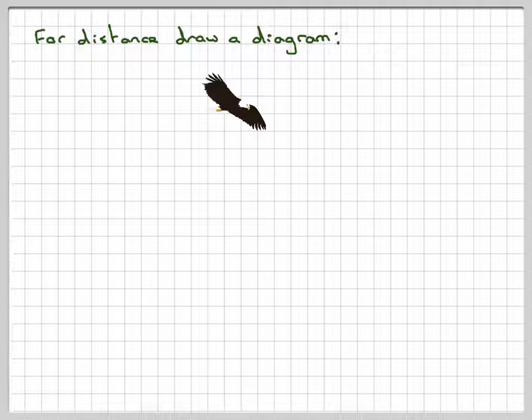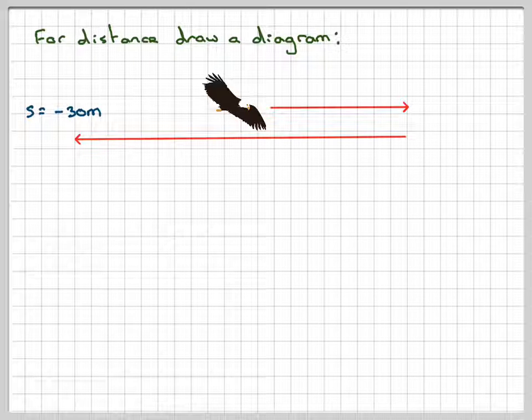Okay, for distance, we need to draw a diagram. It's very important that you do draw a diagram so you can actually see what's happening. So we've got a bird. The bird goes forward and then it will go backwards and end up 30 meters behind where it starts, which is there.